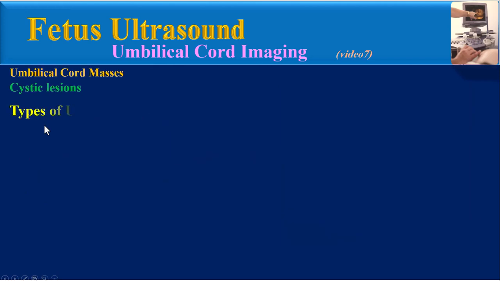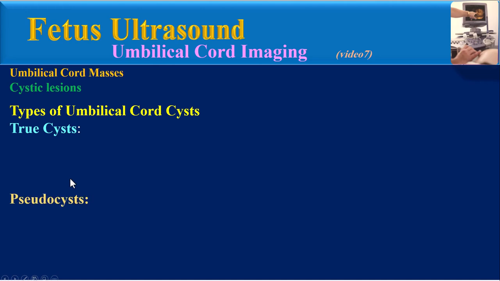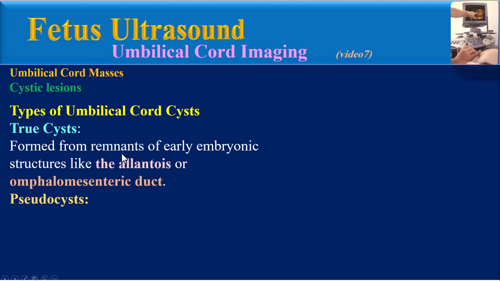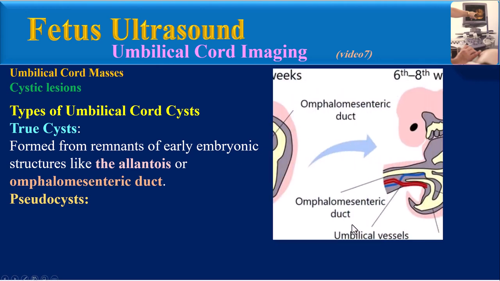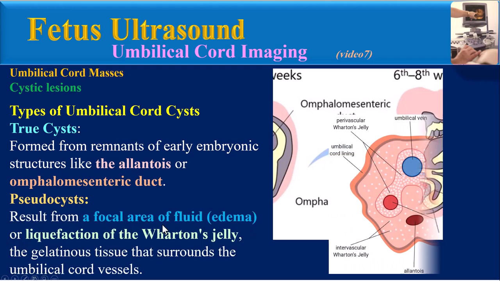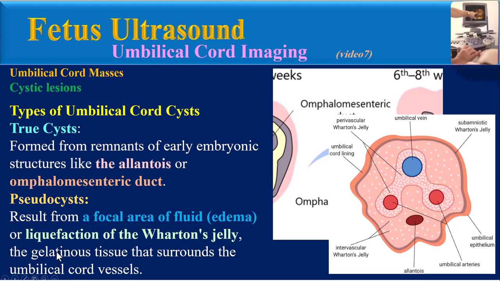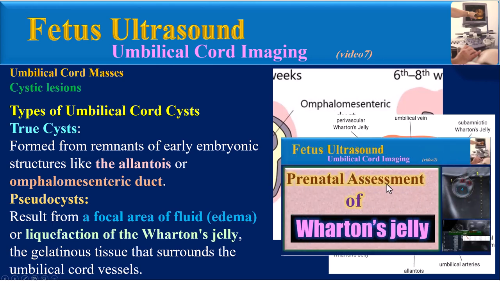There are two types of umbilical cord cystic lesions: true cysts and pseudocysts. True cysts form from remnants of early embryonic structures like the allantois or omphalomesenteric duct. But pseudocysts result from a focal area of fluid, edema, or liquefaction of the Wharton's jelly. Wharton's jelly is the gelatinous tissue that surrounds the umbilical cord vessels. You can find a full explanation about prenatal assessment of Wharton's jelly in this video.